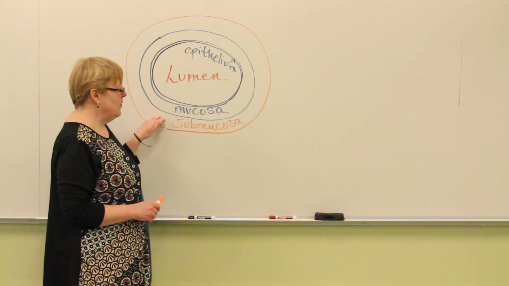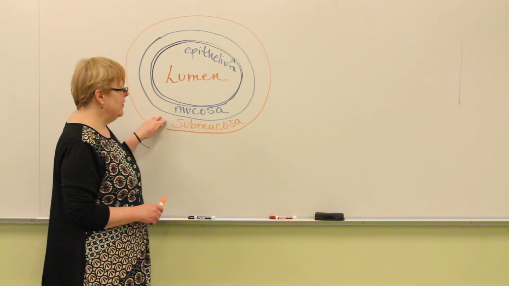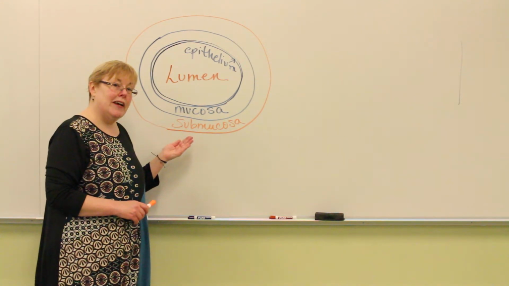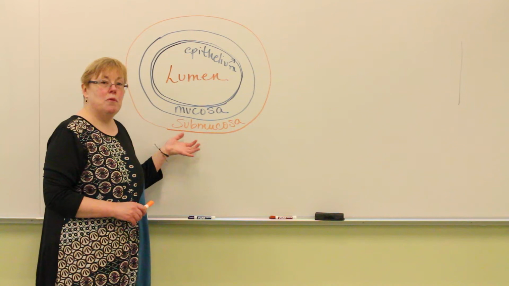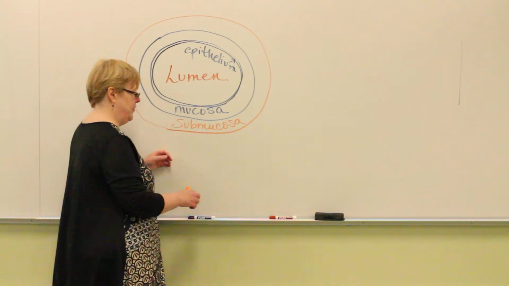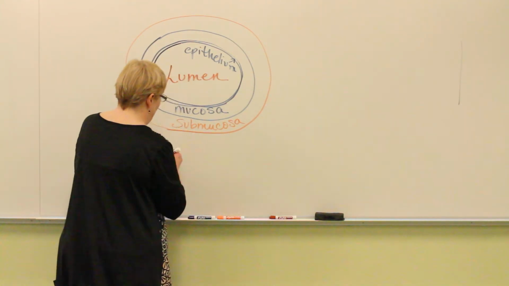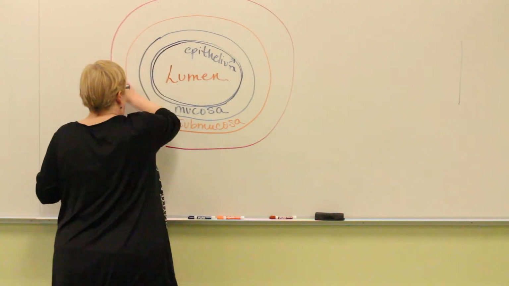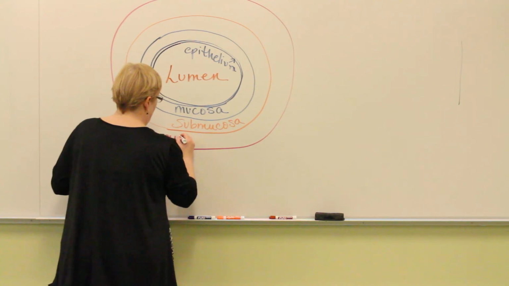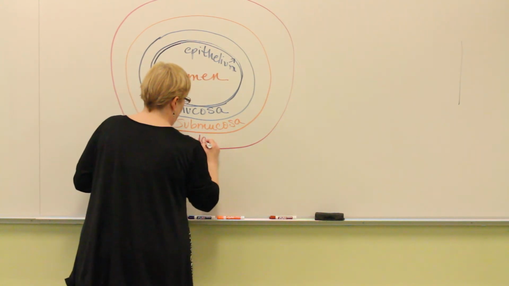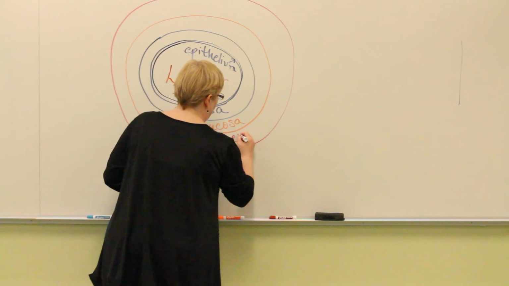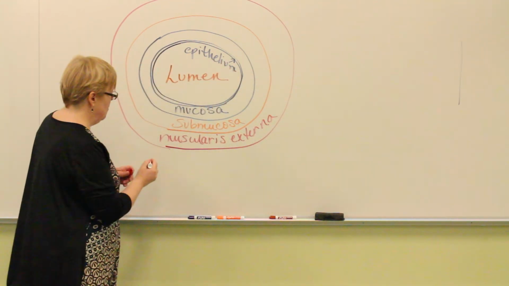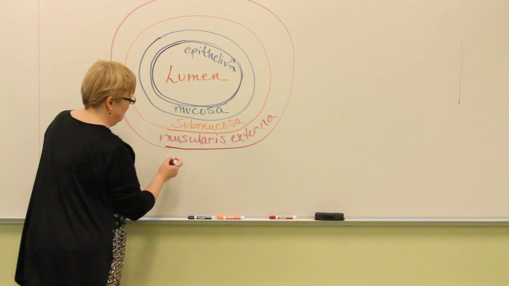It's going to have a lot of blood vessels, nerve plexuses, lymphatic vessels in it. There can be multicellular glands here, and there can also be collections of lymphoid tissue. The next layer is the muscularis externa. Sometimes it's just referred to as the muscularis layer.